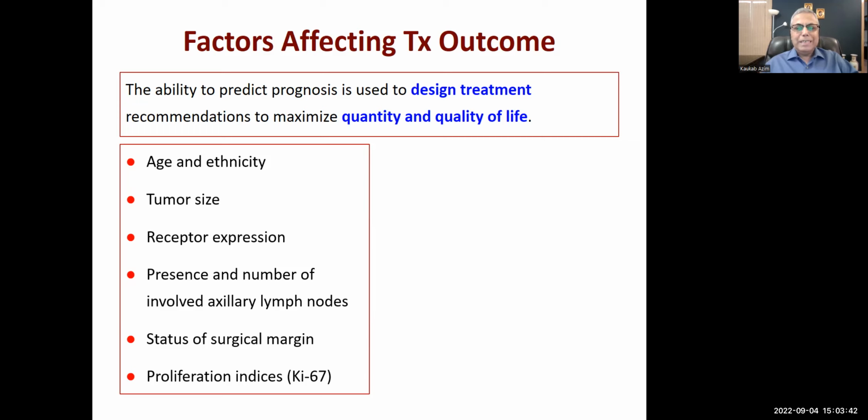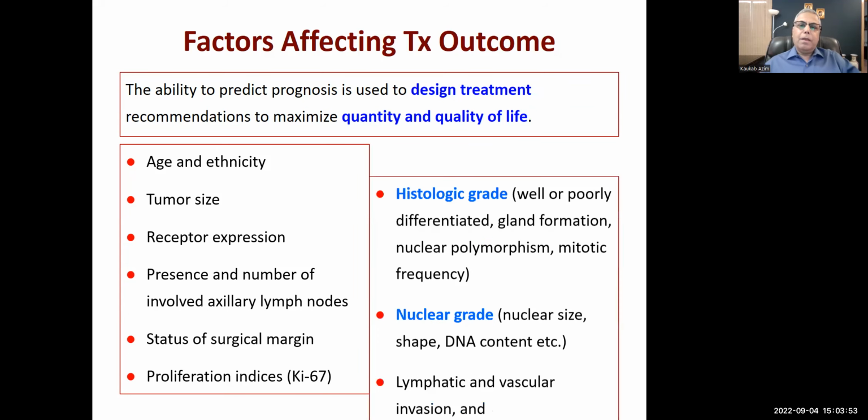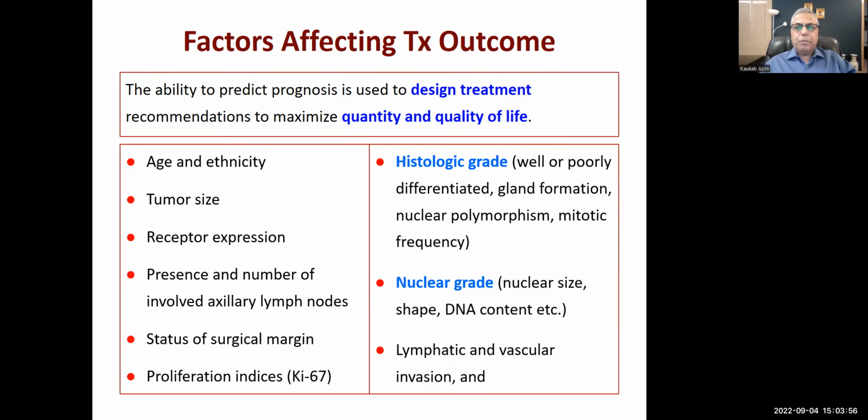Then proliferation indices, there are certain markers, certain molecules inside the cancer cells like Ki67. If they are present, that means the cancer cells divide very rapidly. Then histologic grade is very important. We have to see whether the cancer cell is well differentiated or poorly differentiated. We look at the nucleus, the mitotic figures in the cell. And that's why I said that it's important to know the pathophysiology of cancers as well.